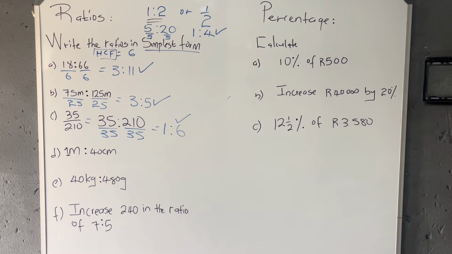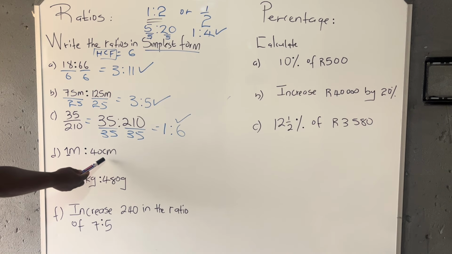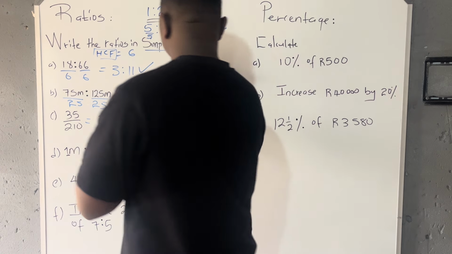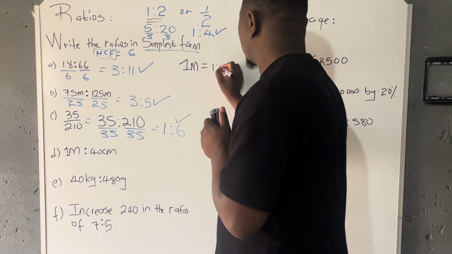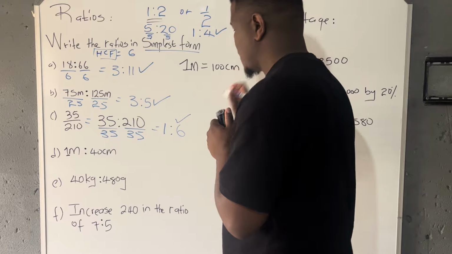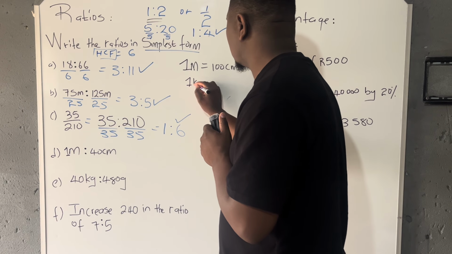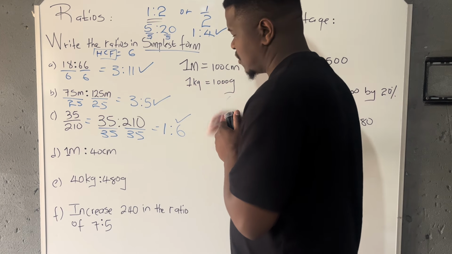Now let's check this one. 1 meter is to 40 centimeter. Conversion applies here. You have to come to a point whereby you need to convert. These two need conversion, so let's remind ourselves. 1 meter is equivalent to 100 centimeter. And again, 1 kg is equivalent to 1,000 gram. So we're going to use these two for that.